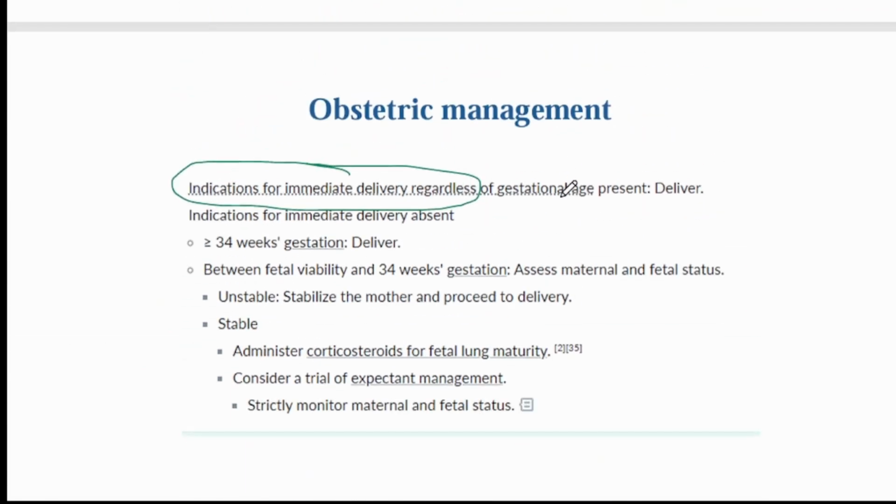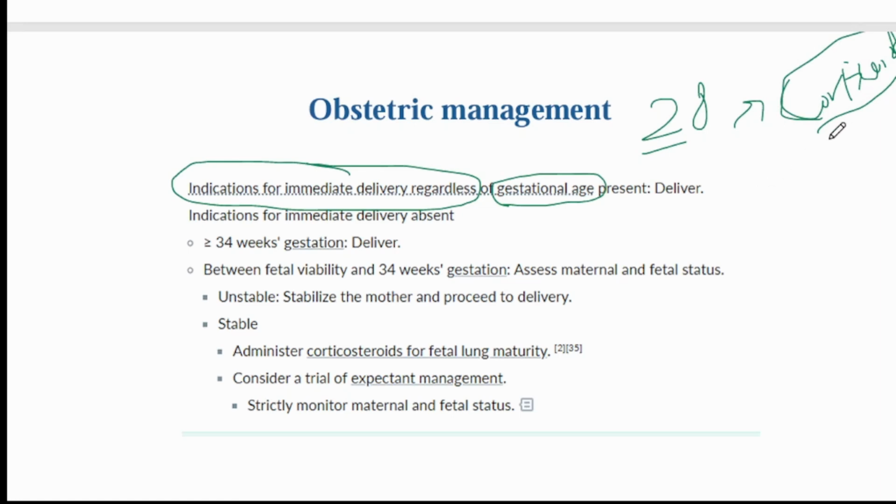And what does that mean? Immediate delivery means that it is regardless of gestational age. Okay, so even if the gestational age is 28, we still will deliver the baby if there are severe features and indications for immediate delivery, and we don't even wait for giving the baby steroids. Normally, if we have to deliver a baby early, we first give the mother IV steroids, and that helps lung maturation, and then we deliver the baby. But if there are immediate delivery indications, we just deliver without even waiting to give steroids.